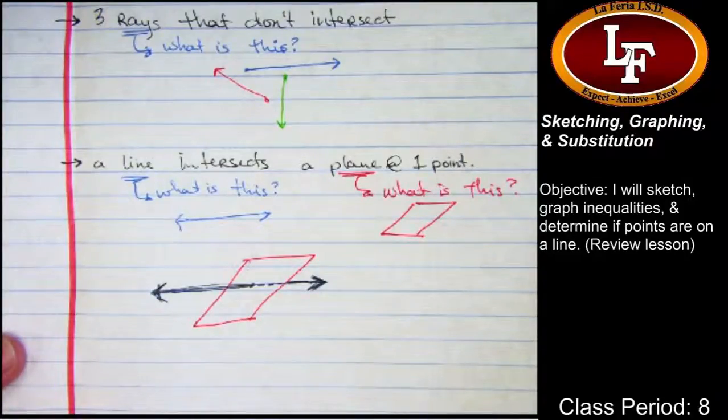I think the actual question on this here says a ray. Can you see how you would change this line into a ray and still make it look like it's kind of puncturing the plane? Okay.